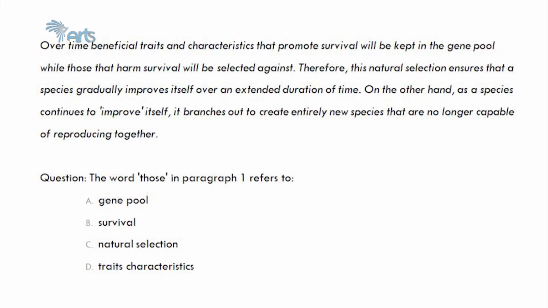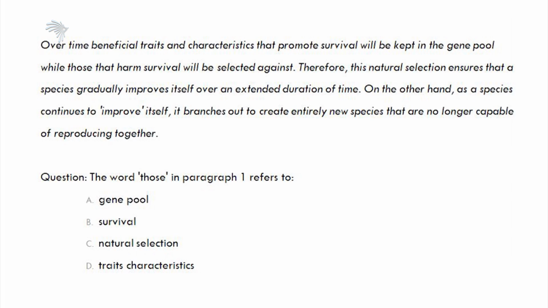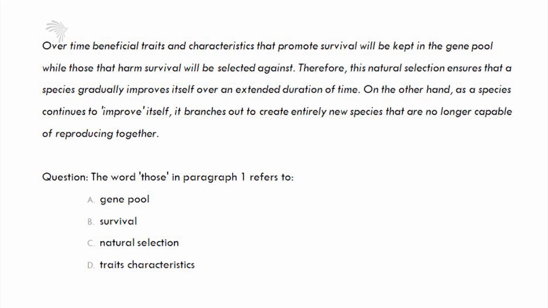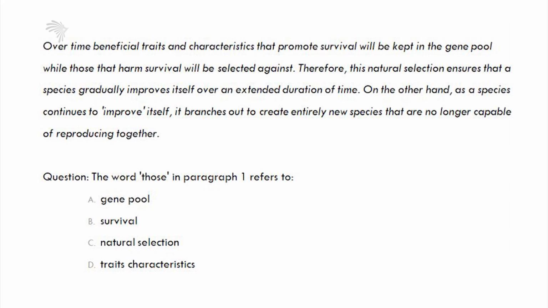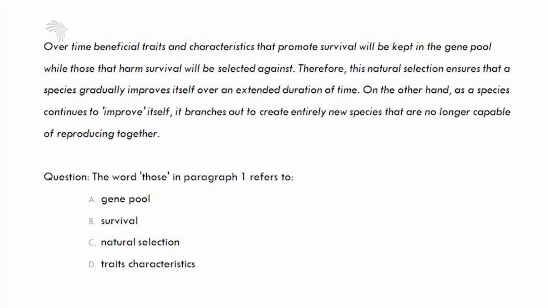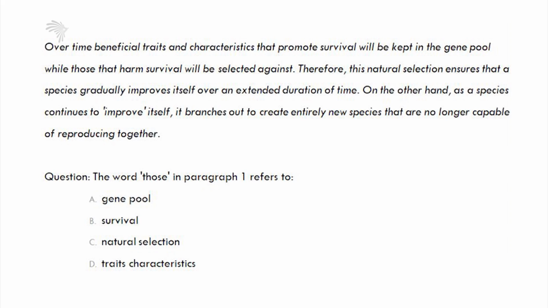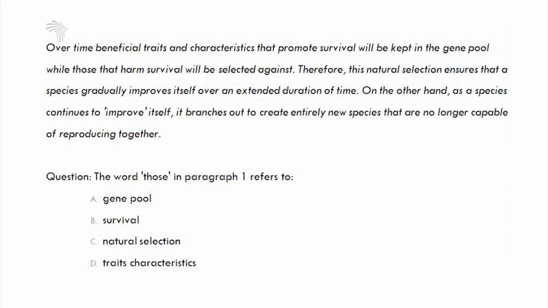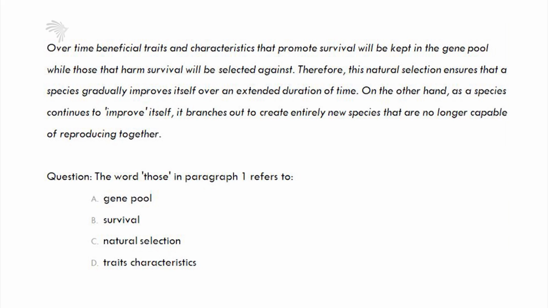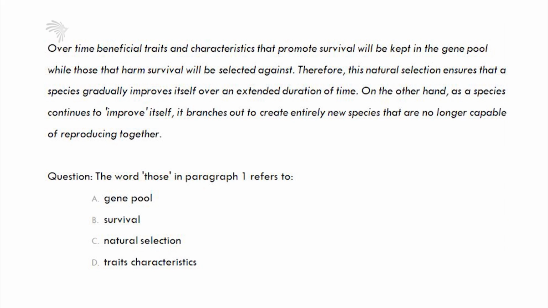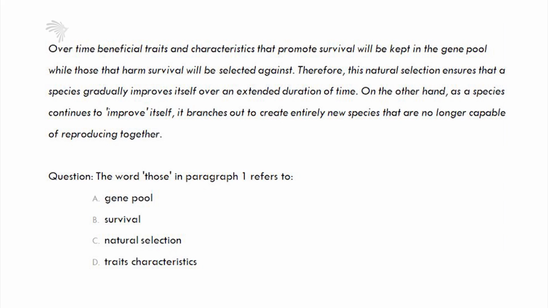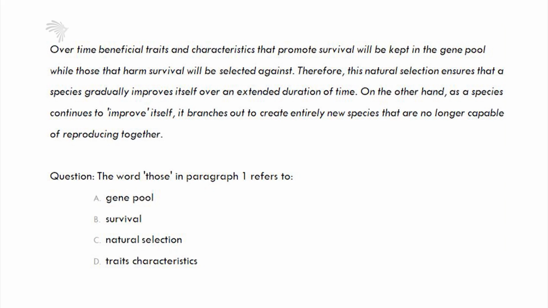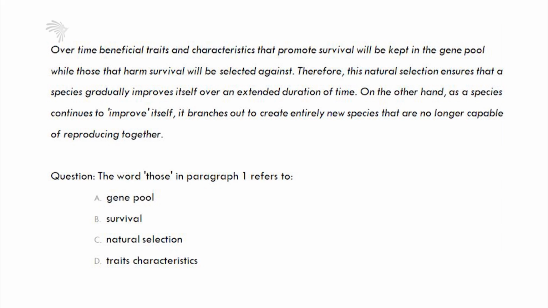To answer this question you have to look at this sentence. If needed, you have to go back to the middle of the paragraph and try to see what the context is and what this pronoun is referring to. Now let's take a look at the whole sentence. Over time, beneficial traits and characteristics that promote survival will be kept in the gene pool. Here the subject is beneficial traits and characteristics. Now we have to focus on that, while those that harm survival will be selected against.